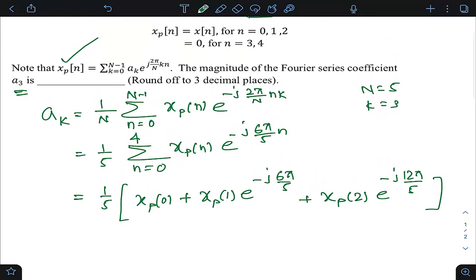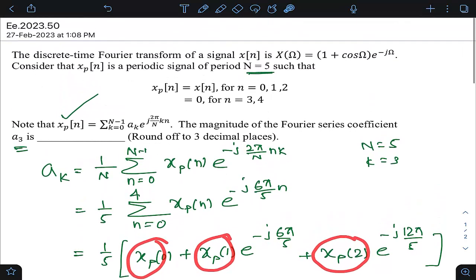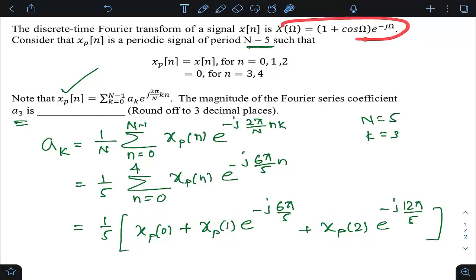Now, students, to solve this equation you need the data xp of 0, xp of 1 and xp of 2. So how do you get it? xp of n equals x of n for n equal to 0, 1, 2, they have given. And x of n is not given directly, its corresponding DTFT is given. So from this DTFT, we will find the IDTFT to get x of n for n equal to 0, 1, 2. We'll substitute here, and then simplify. This is a bit lengthy problem. There is one more shortcut technique: if you have the DTFT of a periodic signal x of n, there is a way to get the DTFS coefficient directly using some formula. But here I am not going by that approach, I am just giving the generalized methods.